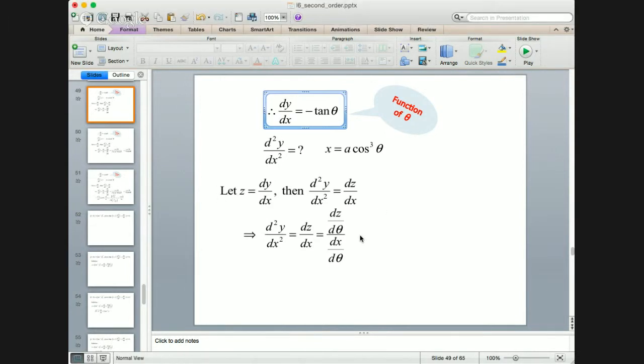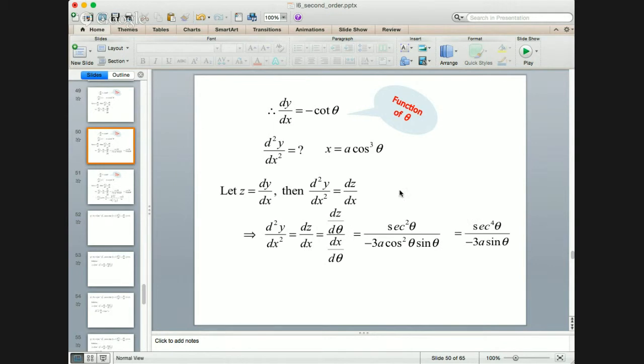Right. And now I have to find the second order derivative. So dz by dx is nothing but dz by d theta divided by dx by d theta. So dz by d theta is going to be nothing but the same as the derivative of minus tan theta, that is minus sec square theta, divided by minus 3a cos square theta sine theta.